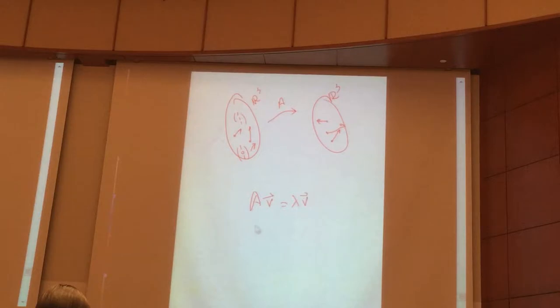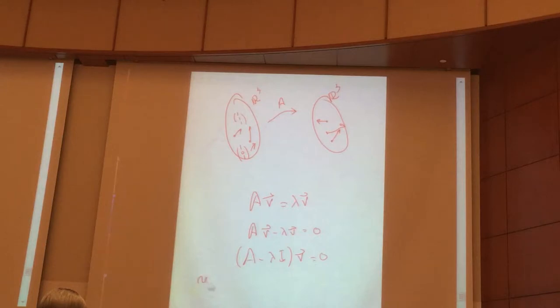As I did last time, let's bring the lambda V over to the left and factor out the V. I have to keep the order the same because multiplication is not commutative. A minus lambda identity times V is 0. Same equation, since I times V is just V. So we want a non-zero vector V so that A minus lambda I times V is 0.